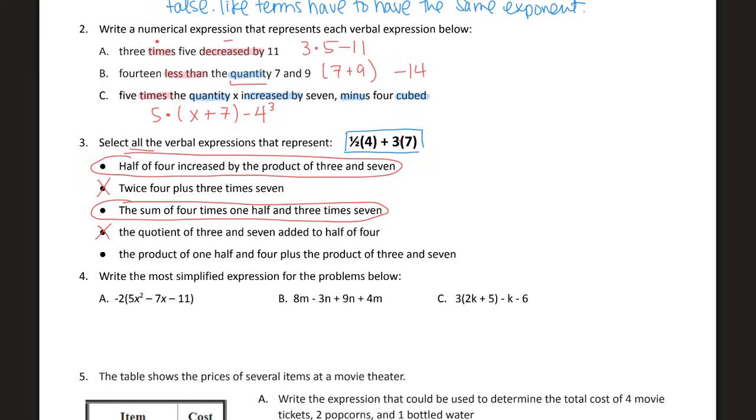All right, the last one says the product of 1/2 and 4. So product means multiplication. That's 1/2 and 4, plus the product of 3 and 7. Product of 3 and 7. So that one actually works as well.